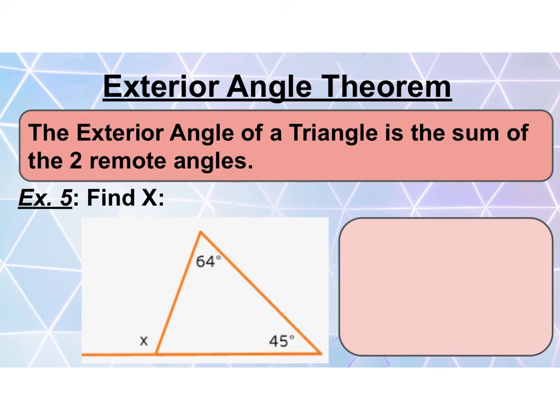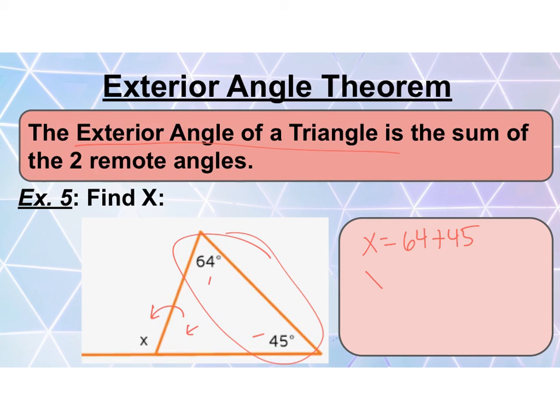So I could do 64 and 45 and then figure out this one and then work my way to this one. However, I could apply the exterior angle theorem and just say that x has to equal those two. X has to equal 64 plus 45 according to the exterior angle theorem. So x is going to be 109.